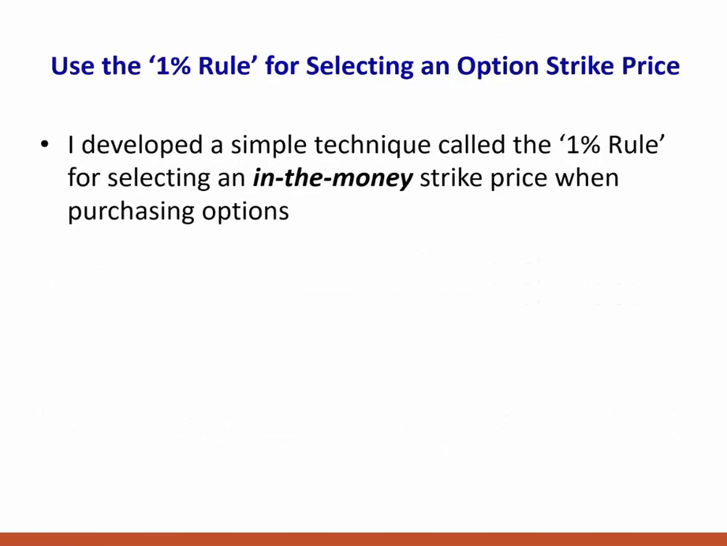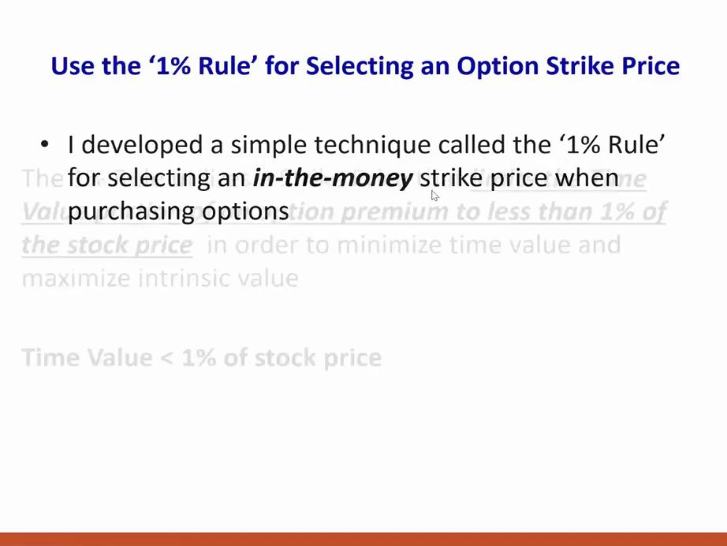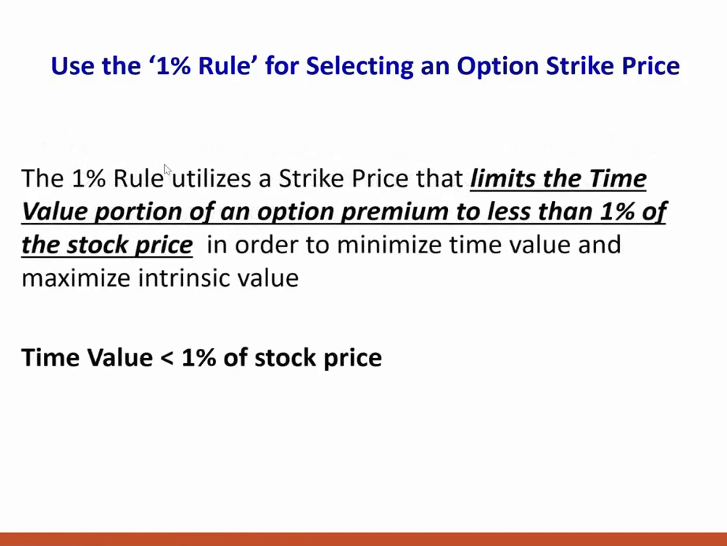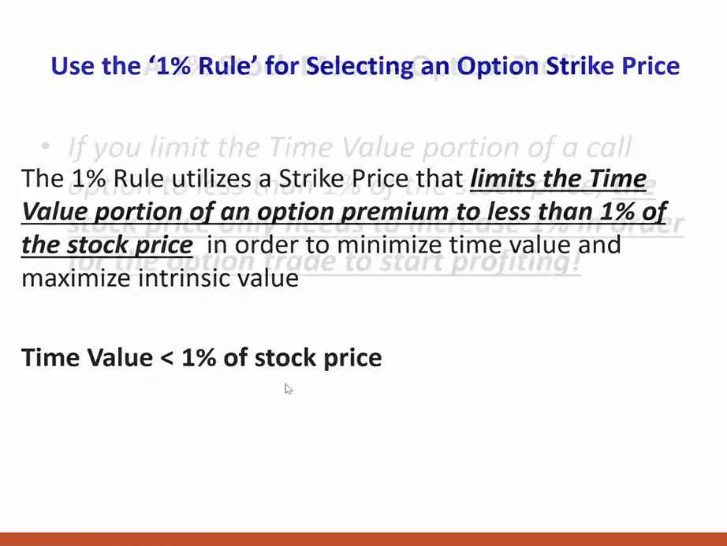So I developed a simple technique I call the 1% rule for selecting an in-the-money strike price when purchasing options. The 1% rule utilizes a strike price that limits the time value portion of an option to less than 1% of the stock price in order to minimize time value and maximize intrinsic value. So we want to see a time value that's less than 1% of the stock price.